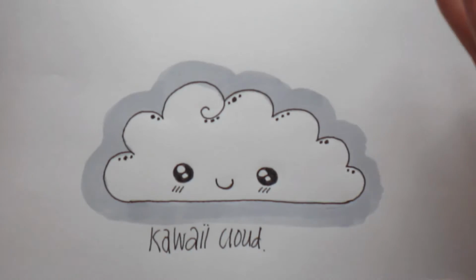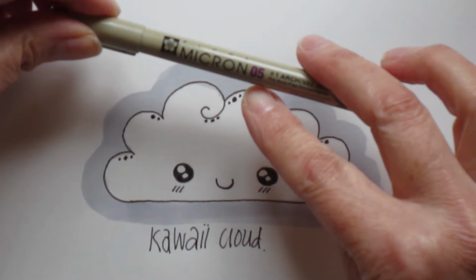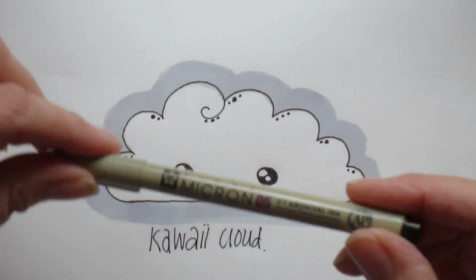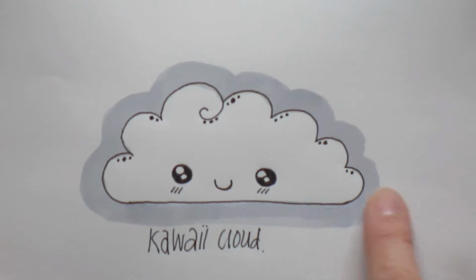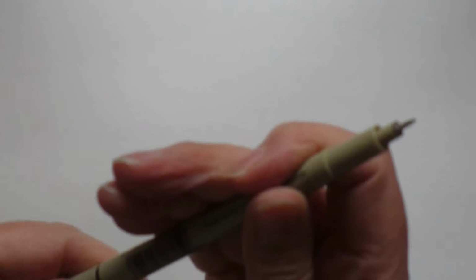In this tutorial, I'm going to show you how to draw a kawaii cloud, something like this one here. So to get started, I'm going to use a micron pen, and this is a 05, but you can use pretty much any sort of pen that you like. If you use a thicker pen, then the outlines are just going to be thicker. So let's just move this one to one side and let's get started.